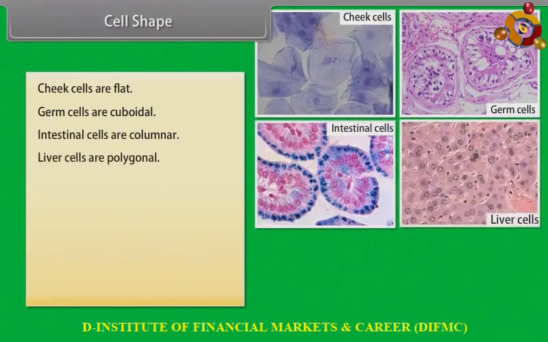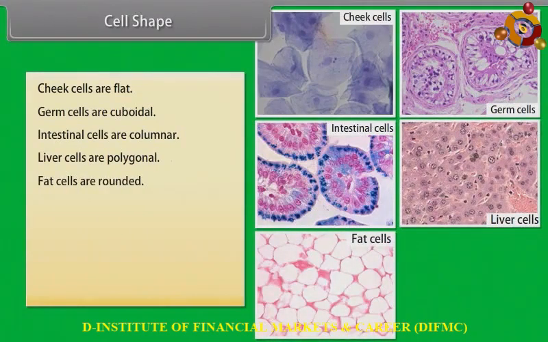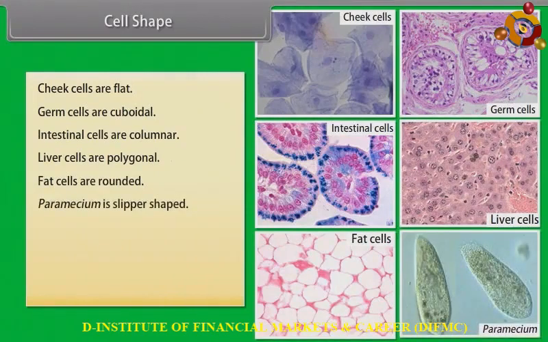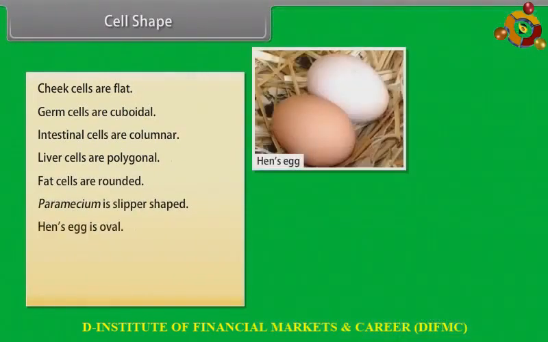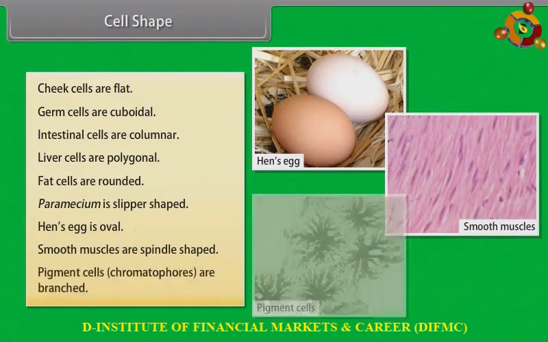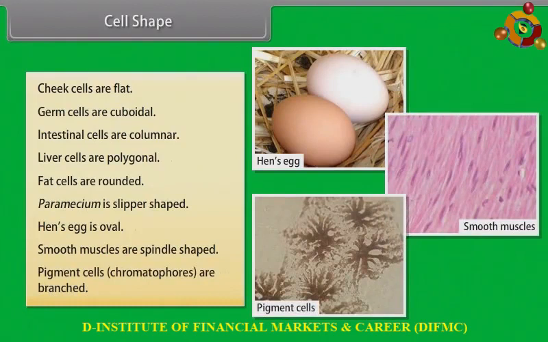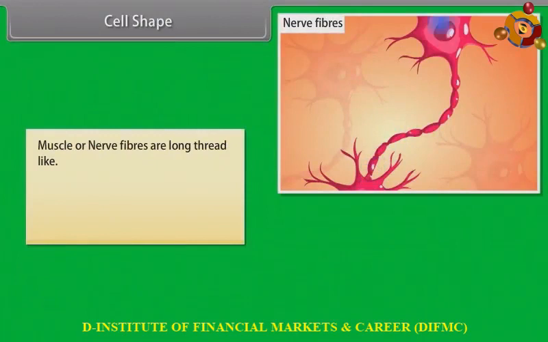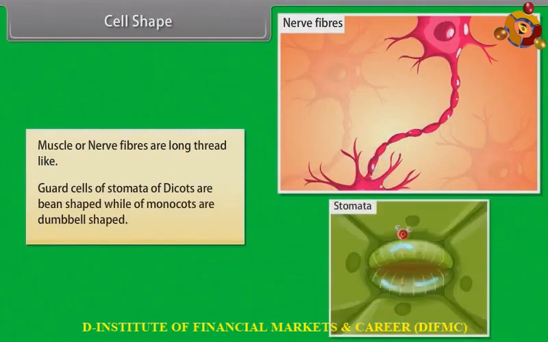Liver cells are polygonal. Fat cells are rounded. Paramecium is slipper-shaped. Hen's egg is oval. Smooth muscles are spindle-shaped. Pigment cells, that is, chromatophores, are branched. Muscles or nerve fibers are long thread-like. Guard cells of stomata of dicots are bean-shaped, while of monocots are dumbbell-shaped.